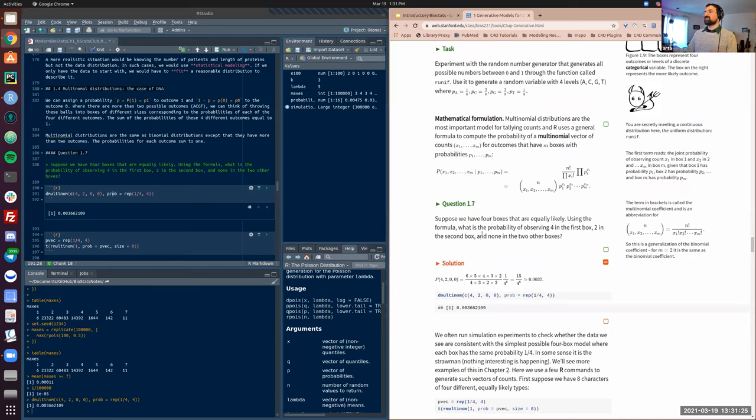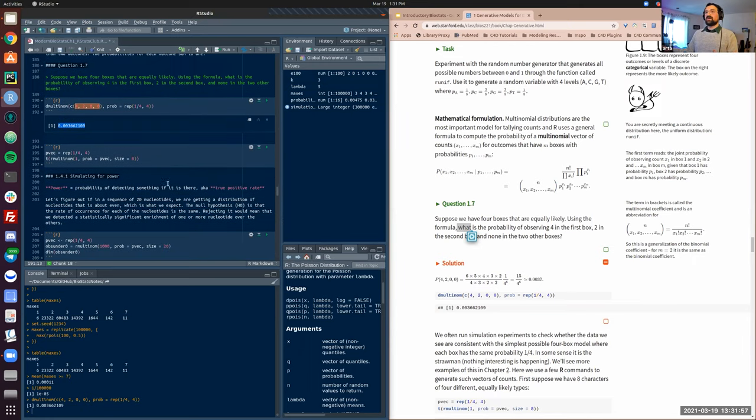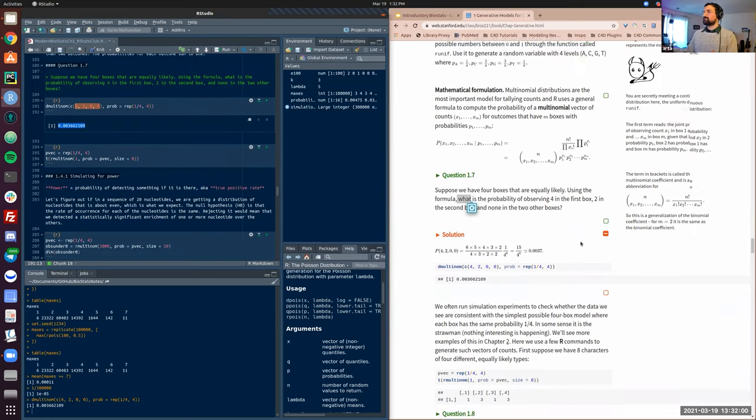So here we are simulating four boxes. We are simulating what the probability is of getting two balls in one compartment, four in another, given that they are all perfectly equally likely. So what is the probability we are going to get this exact arrangement? This is the value that we came up with. It's 0.0036. So that's kind of okay.